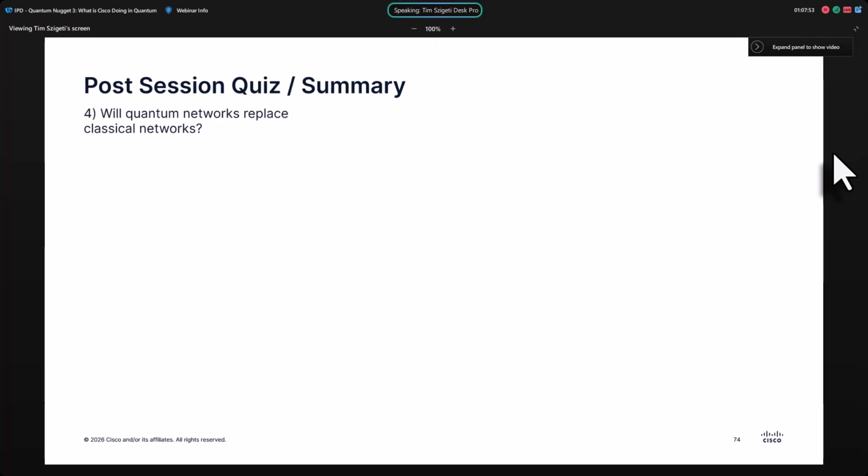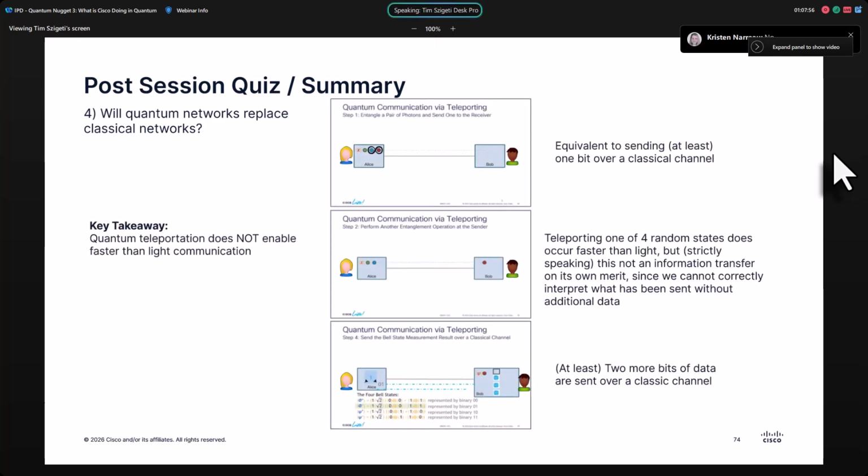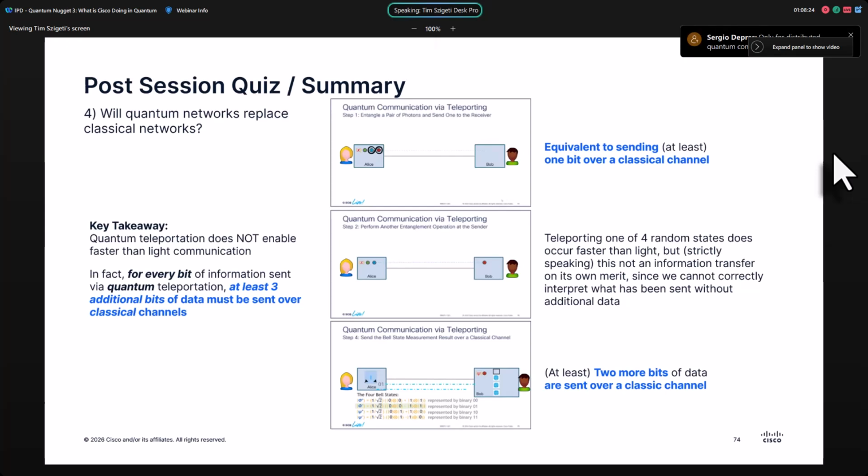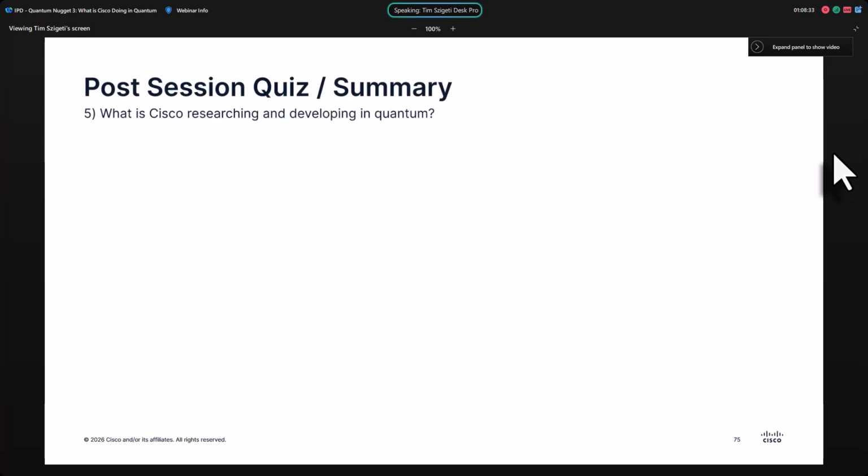Will quantum networks replace classical networks? Well, no. Great. Excellent, Kristen. And that's again following our discussion to say, look, we need to send a bit over a classical channel, at least one, to establish the communication, the teleportation entangled pair. And we have to send the result of this Bell state measurement. So for every qubit we're transmitting, at least 3 bits go over a classical network. There is a mathematical dependency. You are never going to have a pure quantum network. It will always be hybrid, just like computers. Quantum computers are hybrids.